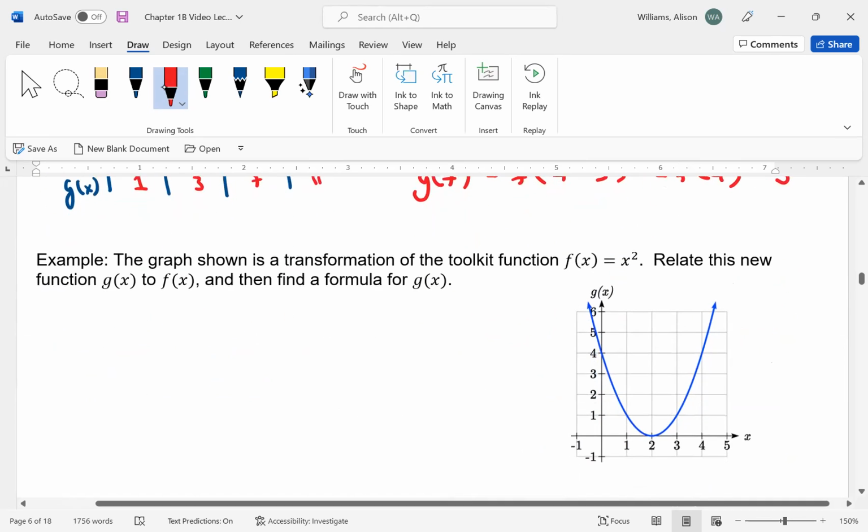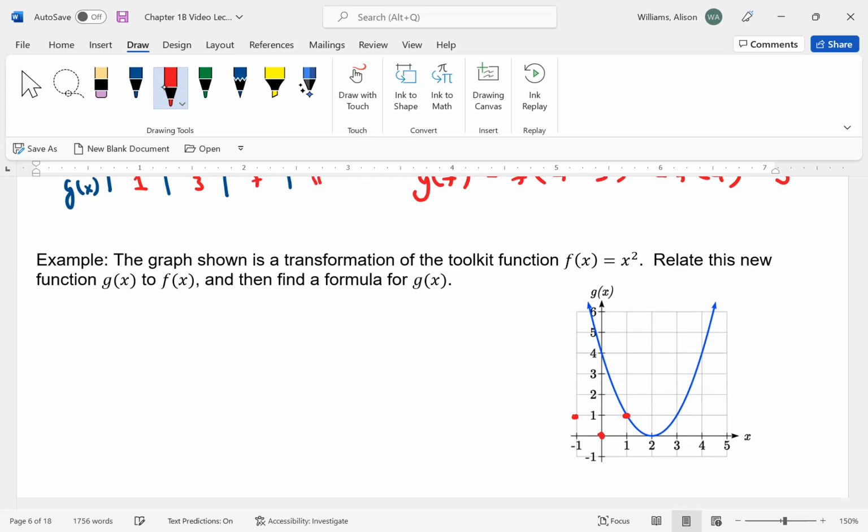Okay, so this particular graph is using the original x squared toolkit function. Now, the original x squared goes through 0, 0, and then it goes through 1, 1, negative 1, 1, and then it goes through 2, 4, and then I'm not going to draw the other part of this because I don't need to. I can see from here, it looks like all of my values have shifted over 2. So basically then, my new function g of x is shifting to the right 2.